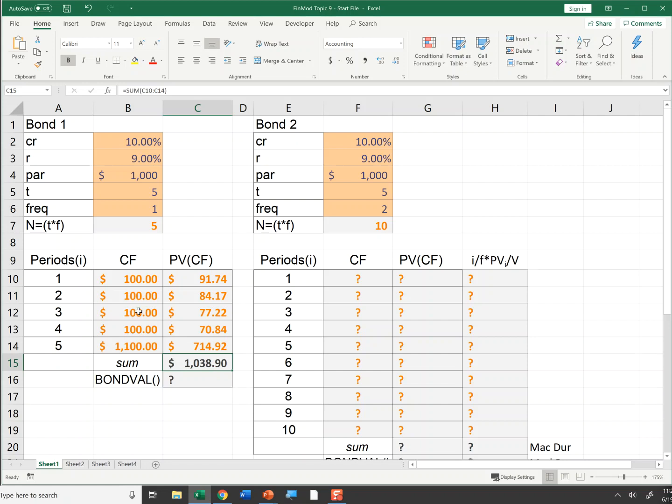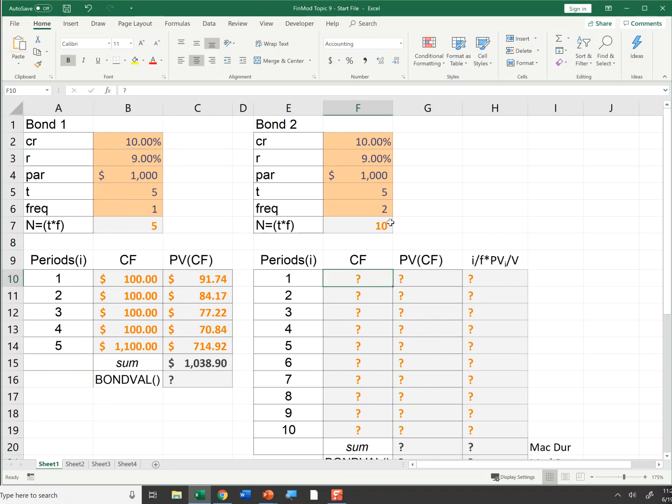In other words, if I bought this bond, received these cash flows, and wanted to earn a 9% return based on the riskiness of this bond, I'd pay exactly $1,038.90. And if I did pay $1,038.90 and did receive these cash flows, I would have earned 9%. Now let's look at bond 2.